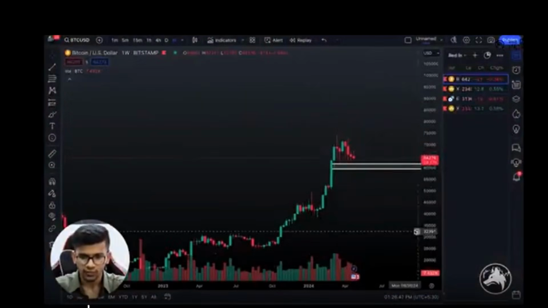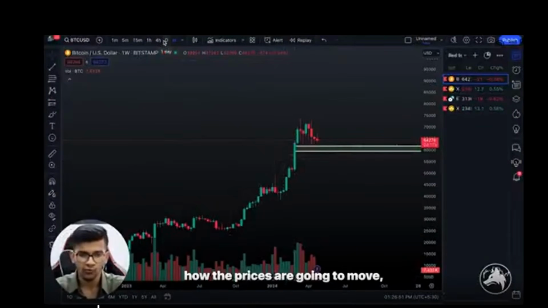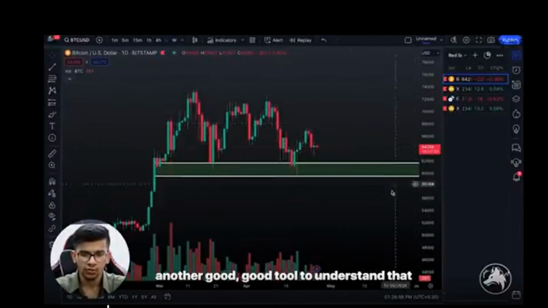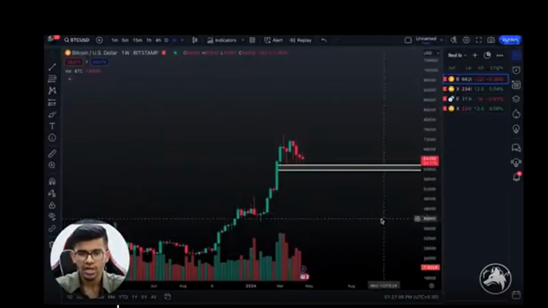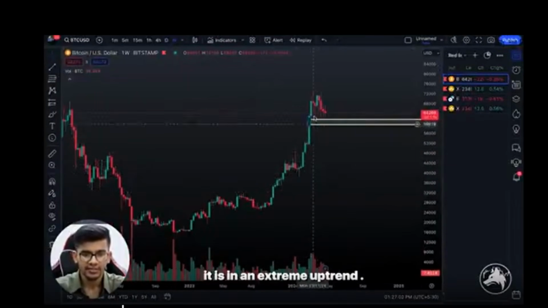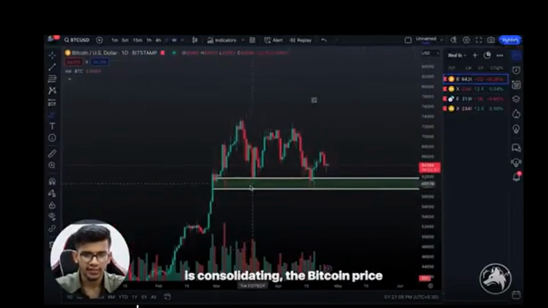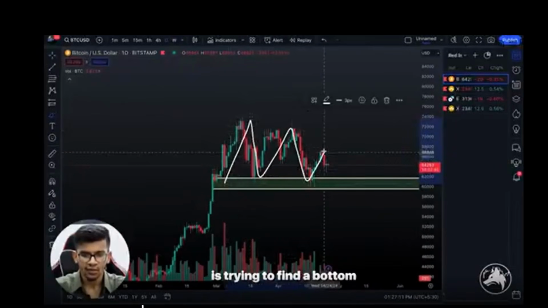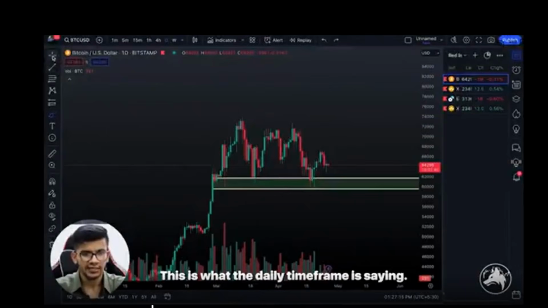Weekly time frame is something that you need to look at the long-term trend and understand how the prices are going to move, how the prices are doing. Daily time frame is once again another good tool to understand how the price is behaving in the medium to short-term range. So if you look at Bitcoin on the weekly time frame, it is in an extreme uptrend. Downtrend shows that the Bitcoin price is consolidating. The Bitcoin price is trying to find a bottom and then try to go up. This is what the daily time frame is saying.